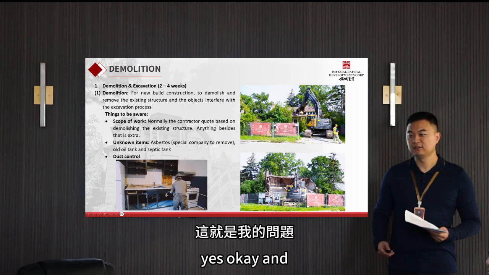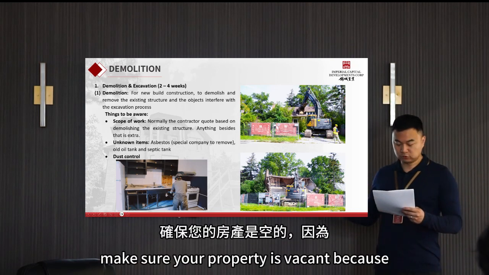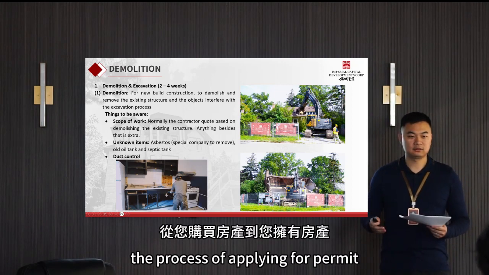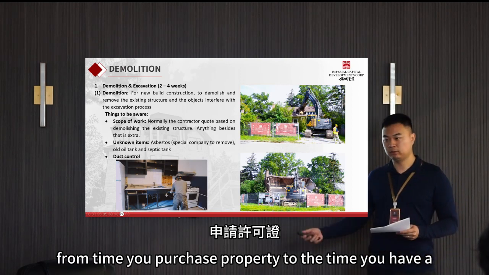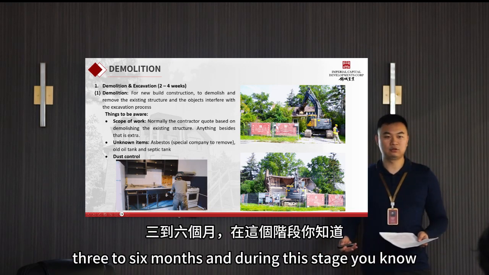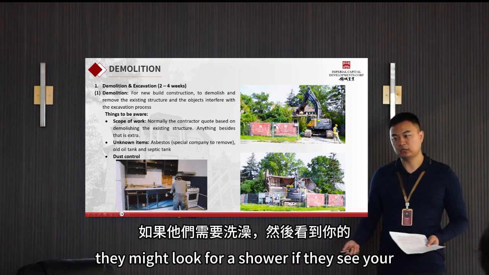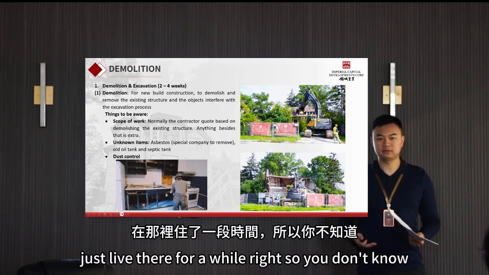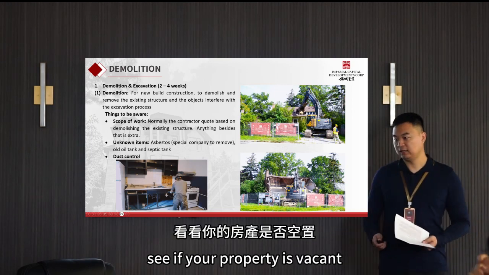That's the question I was going to ask. Okay. Also make sure your property is vacant, because the process of applying for a permit, from the time you purchase the property to the time you have a building permit to build, is maybe between 3 to 6 months. During this stage, people from the street might look for shelter. If they see your house is vacant, they might just live there for a while. So always check to see if your property is vacant.